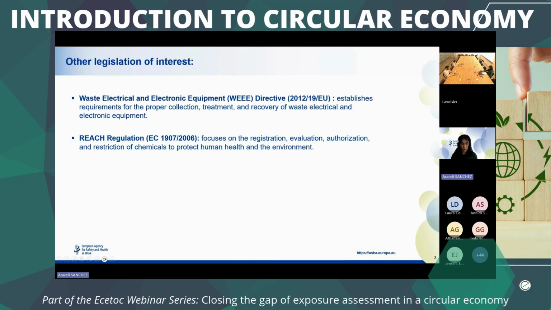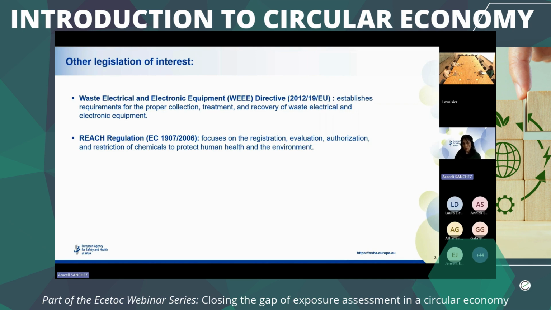But apart from those, there are also a couple of pieces of legislation that are relevant for today, which is the WEEE Directive that includes many regulations on the collection, the treatment, and the recovery of electrical waste. And soon we'll also introduce requirements on the traceability of the substances in these products. And then REACH.